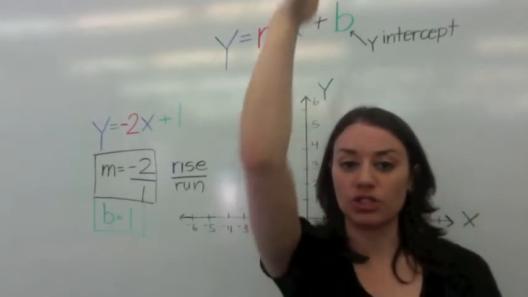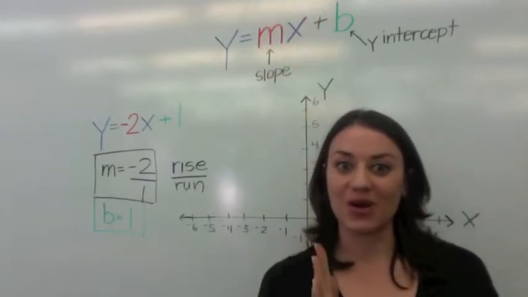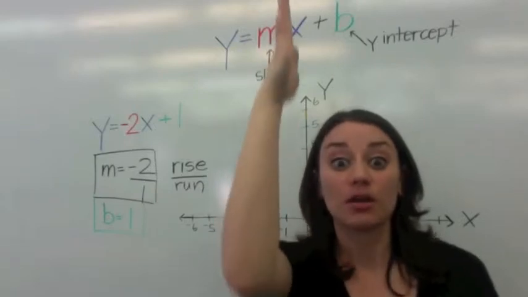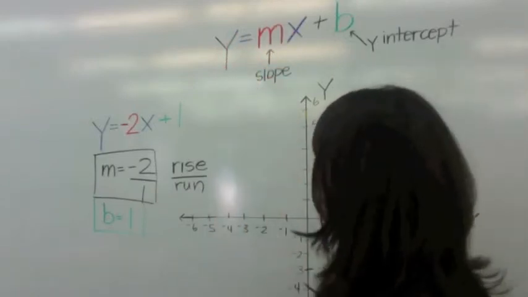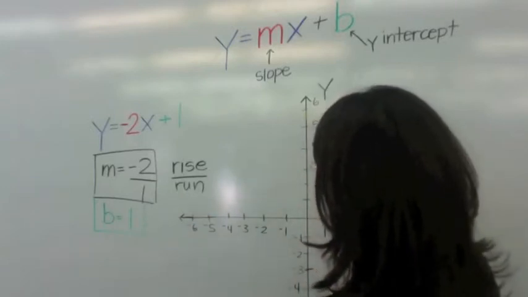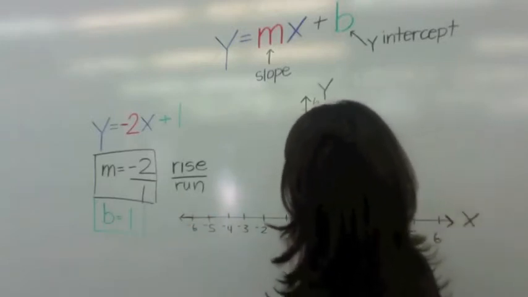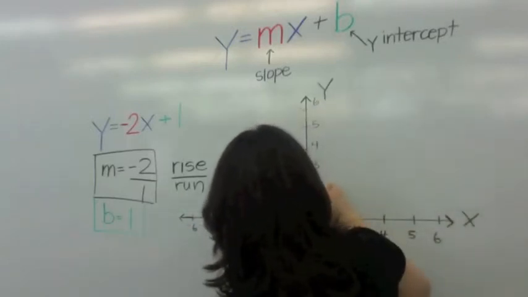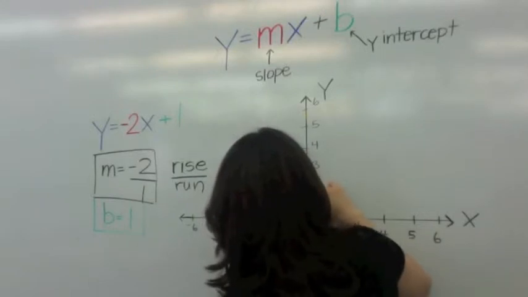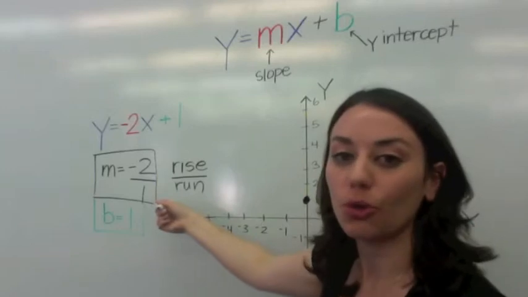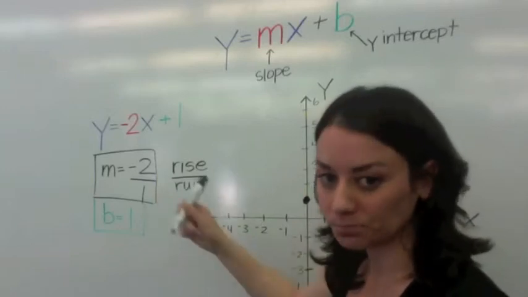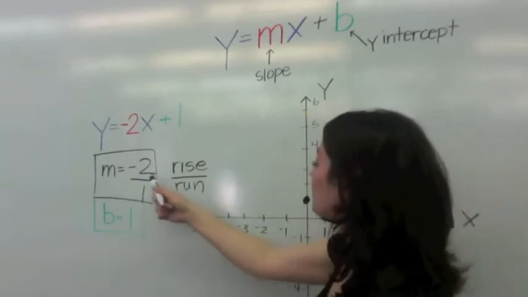So let's start with the y-intercept. Which axis are you going to start on? Y. Very good. So you're going to start at 1. Okay, 1 is right here, on the y-axis. So you're going to start with this coordinate point. From 1, you're going to use the slope to make new coordinate points. So the slope here is -2.